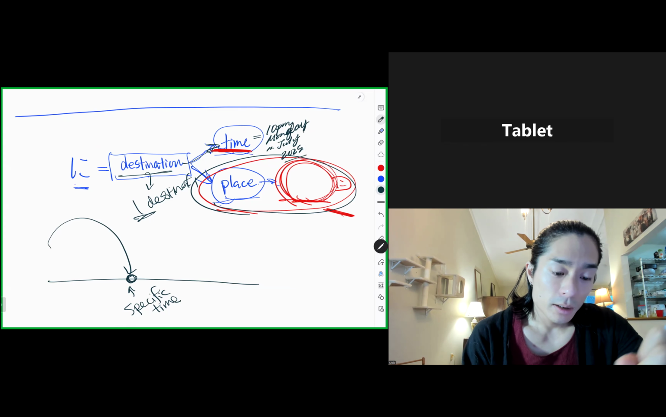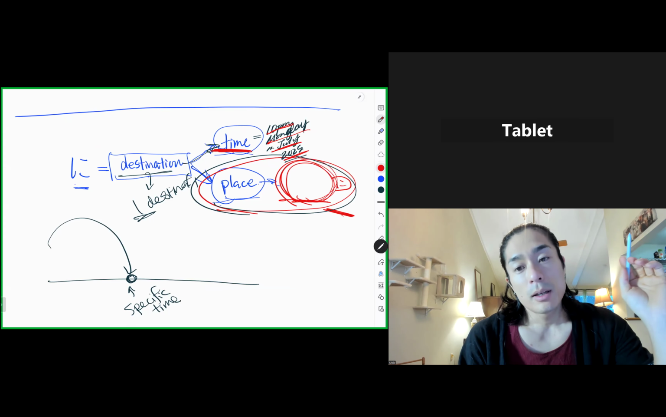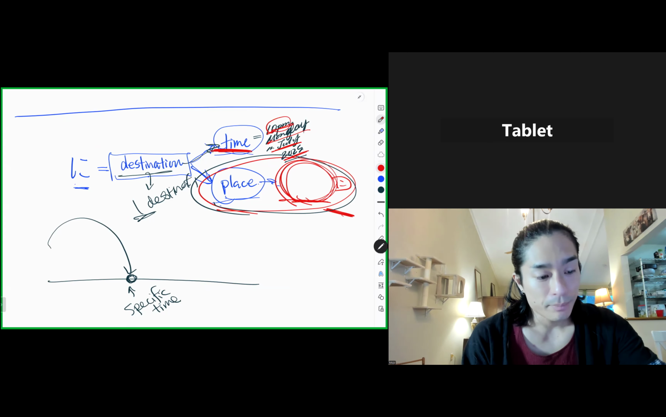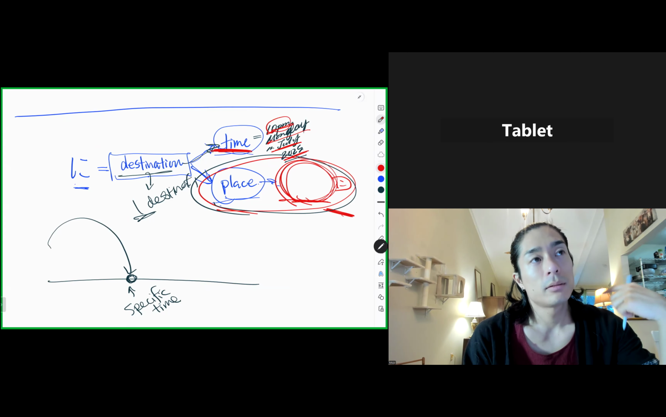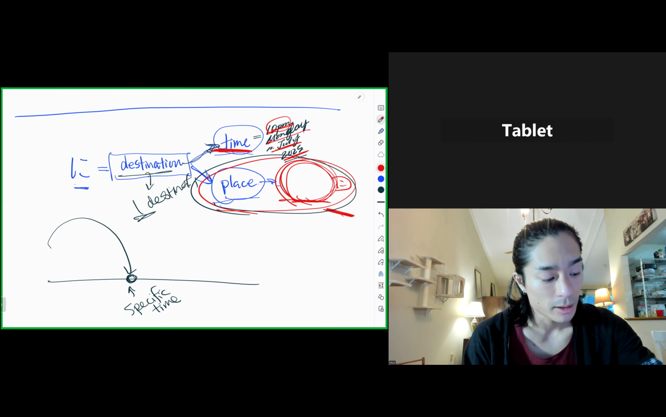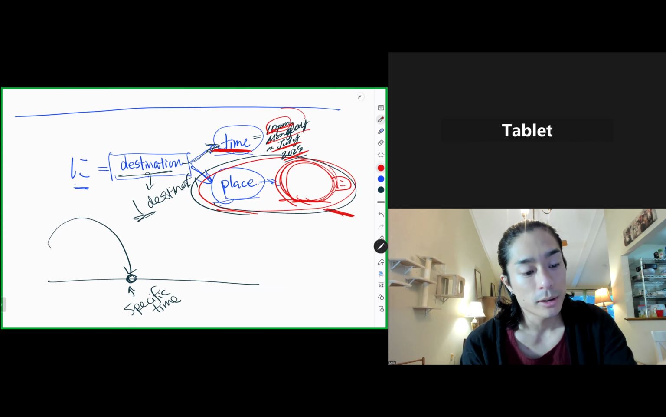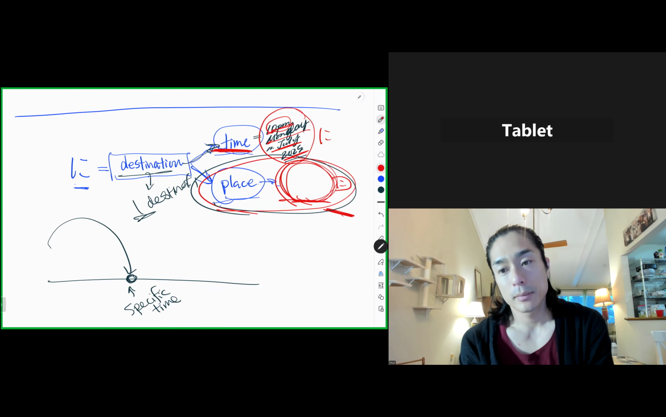So these time related words are all specific in terms of how many destinations, right? Just one destination, 10 p.m., Monday, July, 2025. Specific enough, one destination. So after these words, we put ni.